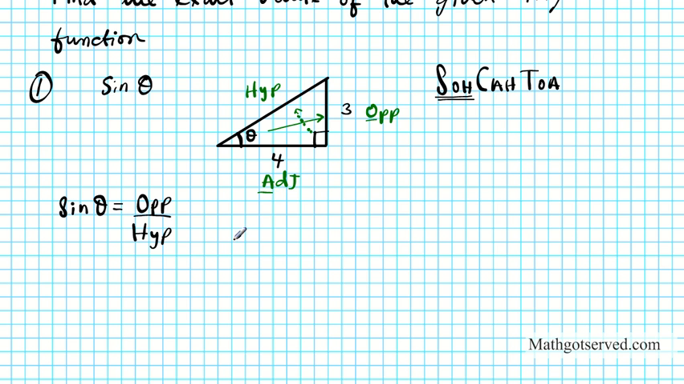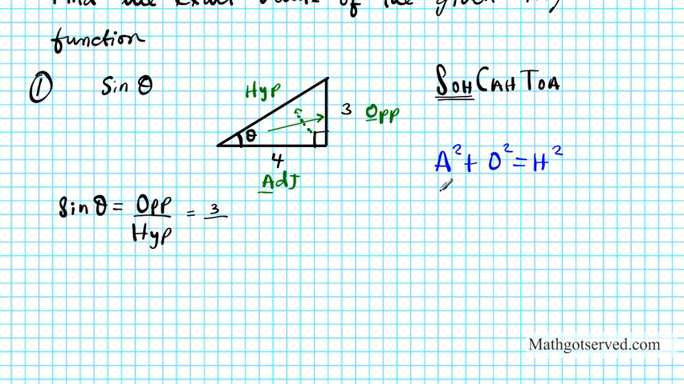So what is sine theta? Sine theta is opposite, which is 3, over hypotenuse. What is the hypotenuse? We have no idea, so we need to find it. How do we find it? We're going to use the trig version of the Pythagorean Theorem, which is a squared plus o squared equals h squared. Remember, this is the same thing as a squared plus b squared equals c squared. This will help me find out what h is.